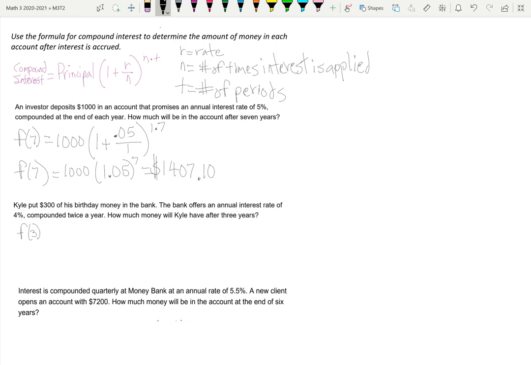Well, in 3 years, it's going to be 300 times 1 plus the rate, which is going to be 0.04 divided by 2 to the 2 times t, which is going to be 3. So f of 3 is going to be equal to 300 times 1.02 to the 6th power. Using technology, we'll reveal that your answer will be 337.85.